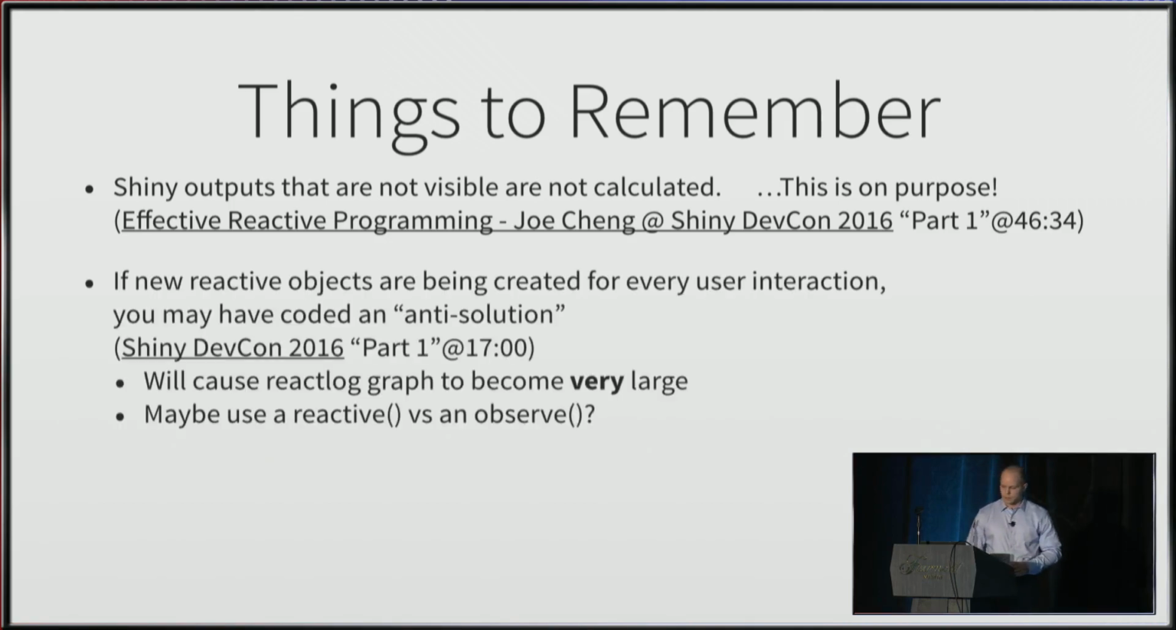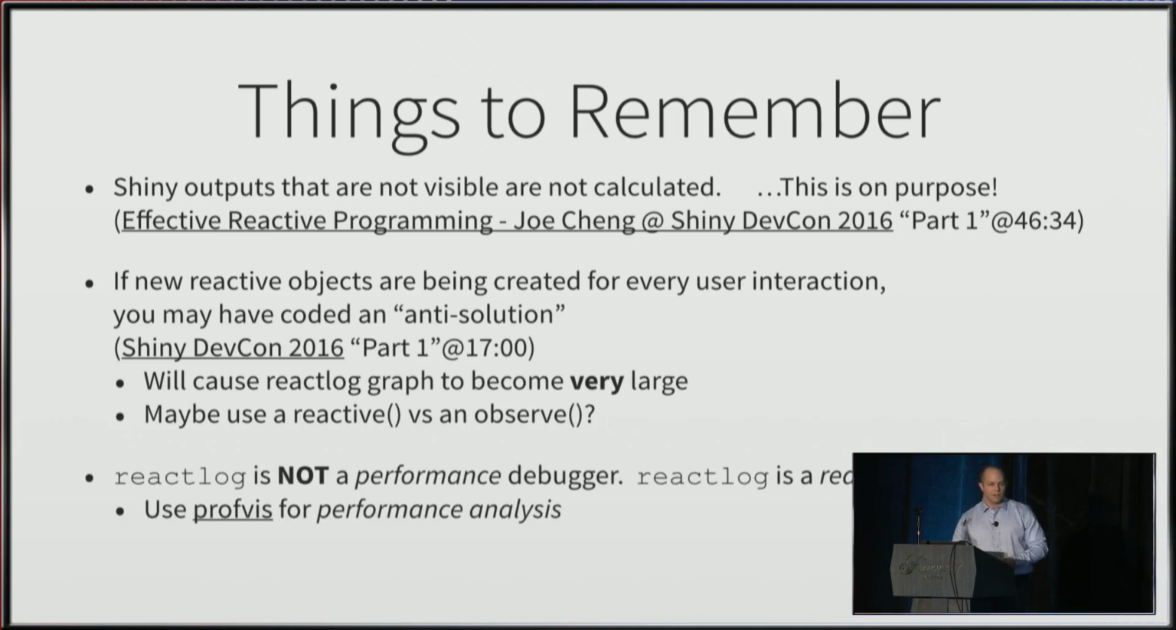If new reactive elements are created for every user interaction, such as a click or an input value change, you've probably coded what's referred to as an anti-solution. Joe talks about this in his Shiny DevCon presentation. And what it will do with Reactlog is it will cause the Reactlog to explode. It'll get very big because more reactives will be created for every user interaction. So if this happens, it's okay. Your Shiny app isn't exploding on memory, I promise. There's garbage collection going on, but the graph will be quite big right now.